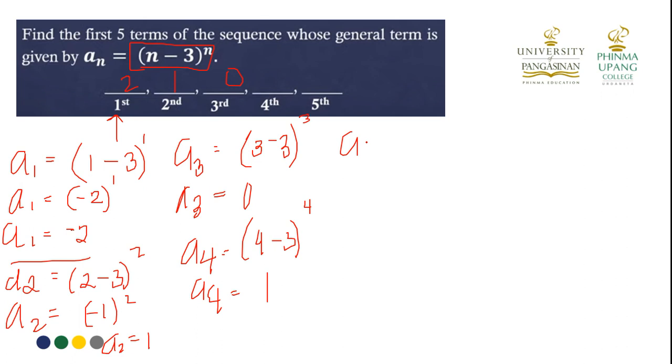How about a sub 5? What is your answer in a sub 5? 2, sir. Negative 2, sir. Bakit eh raised to 5? Ay, ano pala, 5 minus 3 raised to 5. 2 raised to 5. Narinig ko 32 na. It's 32. 2 times 2 times 2 times 2 times 2, or 2 raised to 5 is 32, right? Tama po? Opo.